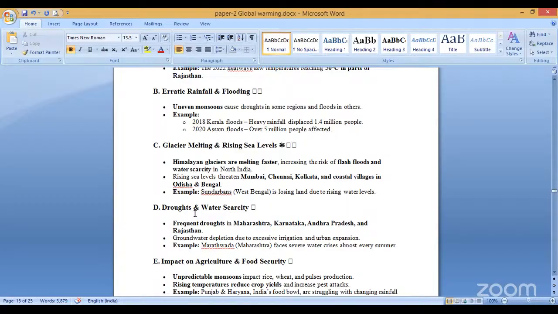Rising sea levels threaten Mumbai, Chennai, Kolkata, and the coastal villages in Odisha and Bengal also. Next example is the Sundarbans, which is located in West Bengal. The place is called the Sundarbans forest because it is full of Sundari trees. The Sundarbans is losing land due to the rising water levels.